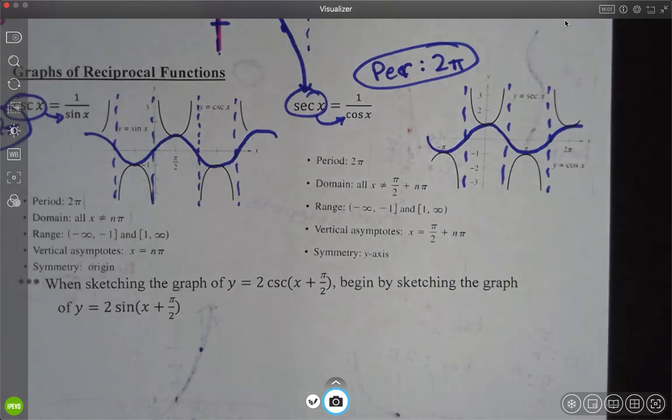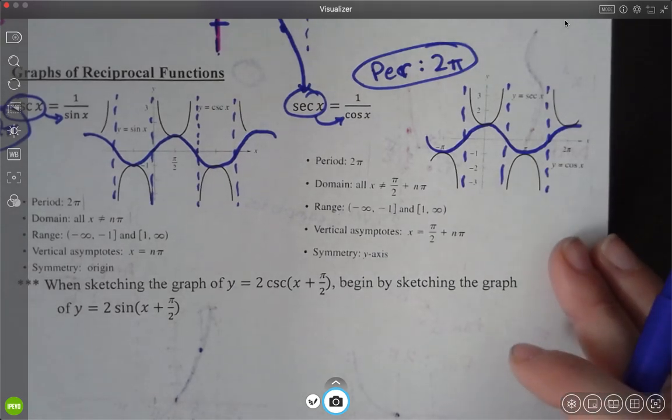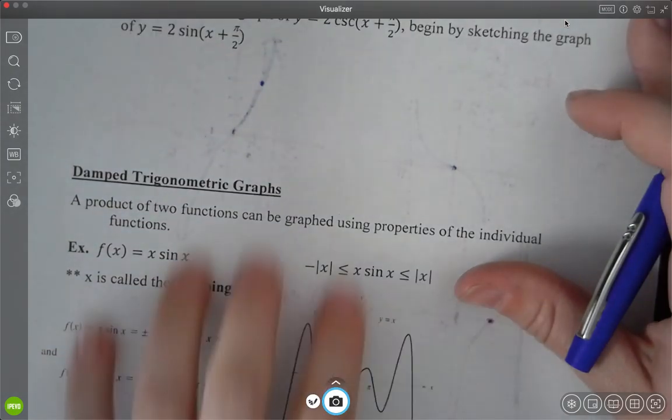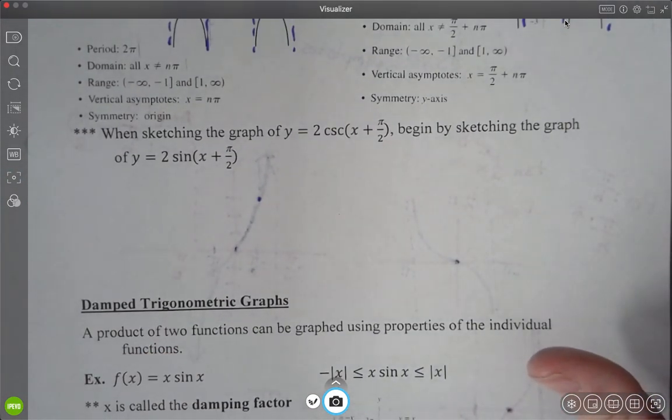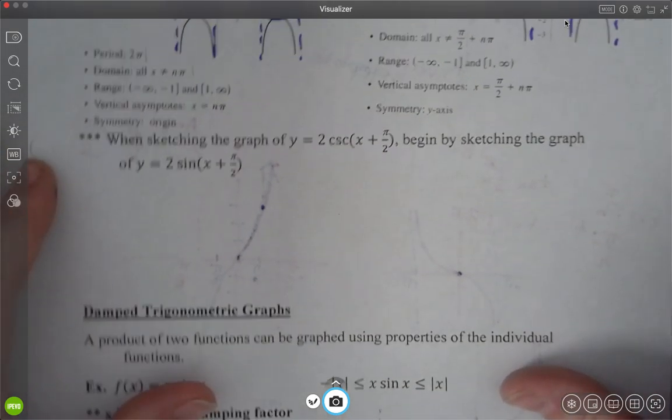All right, let's do an example, this one down below, and then we'll wait and talk about damped trig functions later. Damped trig functions, not damned trig functions, although you kind of feel that way too. We'll talk about those later, okay?